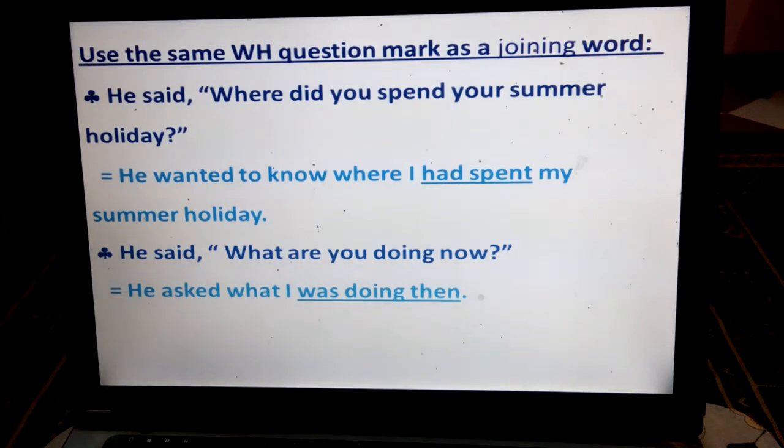another example. He said, what are you doing now? Again, what are you doing now? This is a direct question. Indirect question: he asked what I was doing then. So said changed into asked, and a joining word what, and then you became I, and the past of are is was, singular was, and then now became then, and full stop. All these changes happened when we transform the question from direct to indirect.